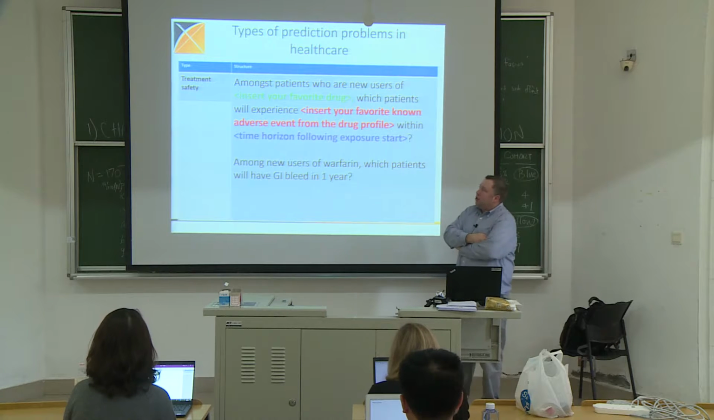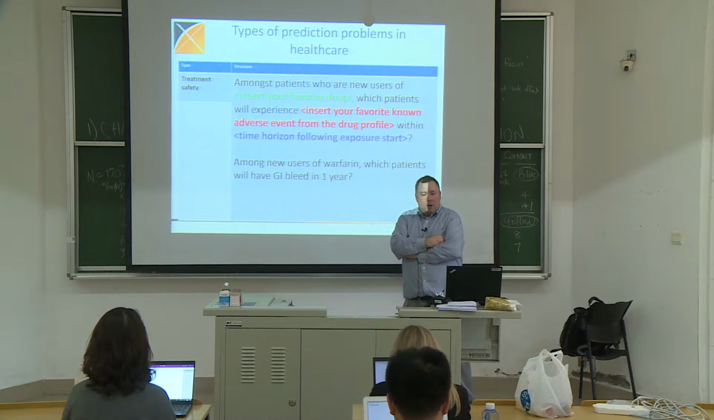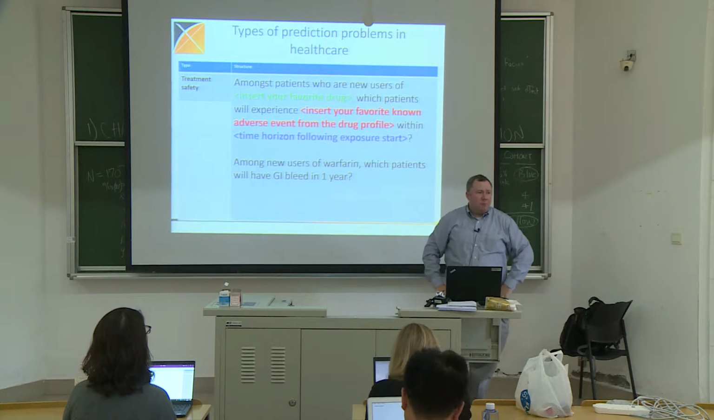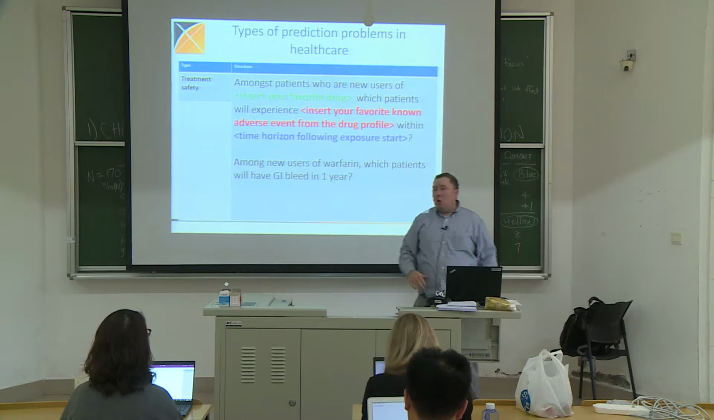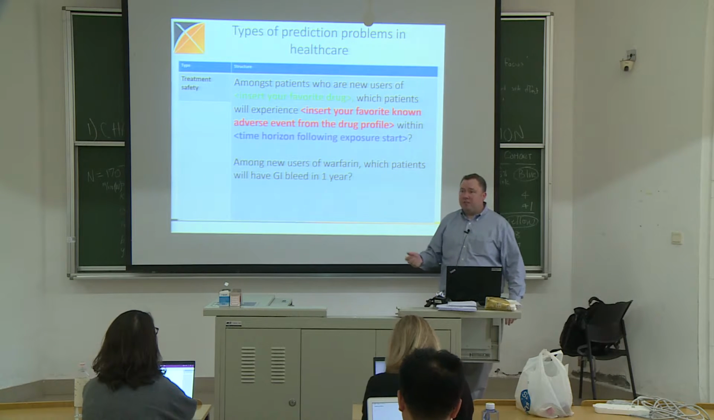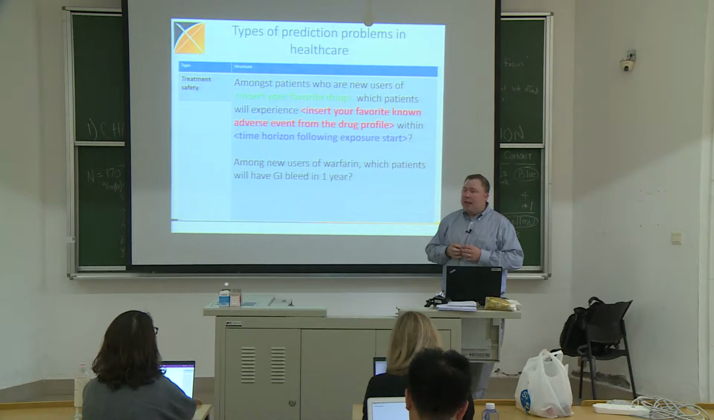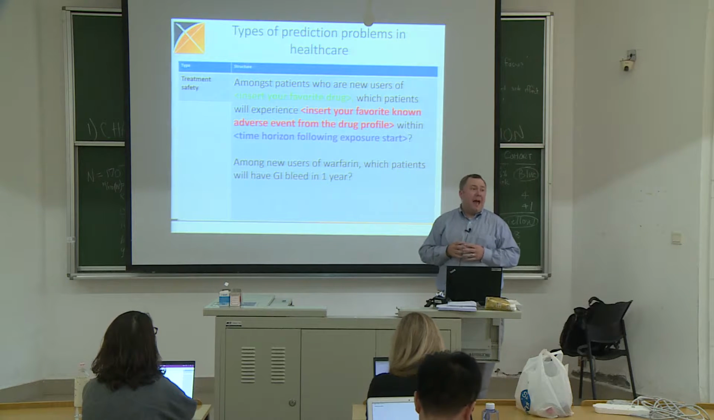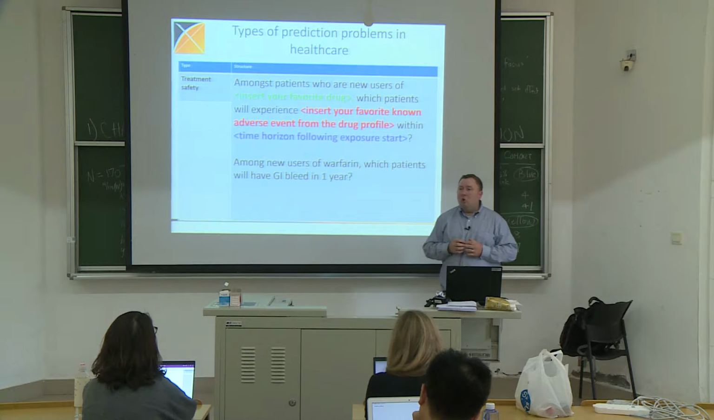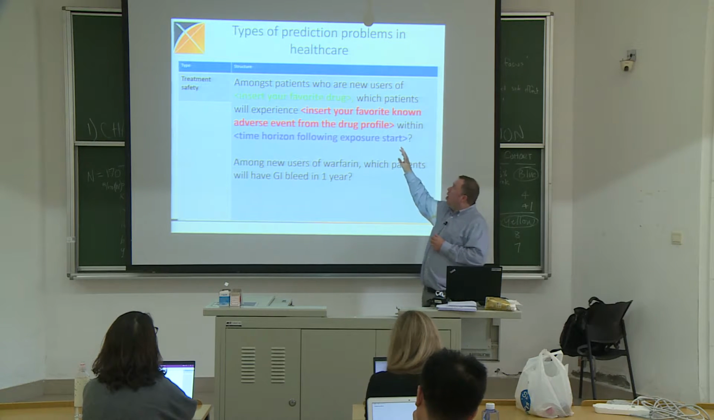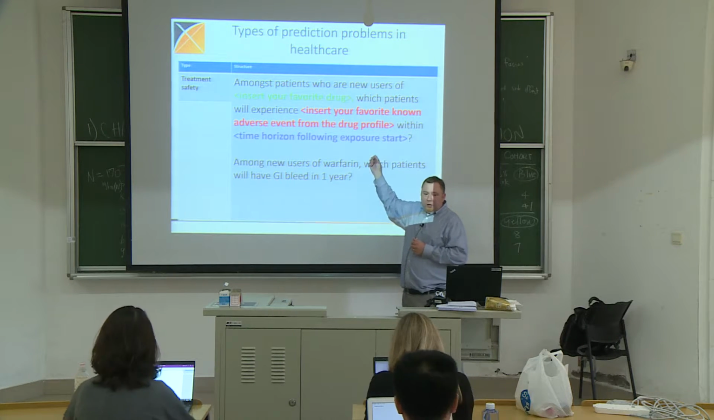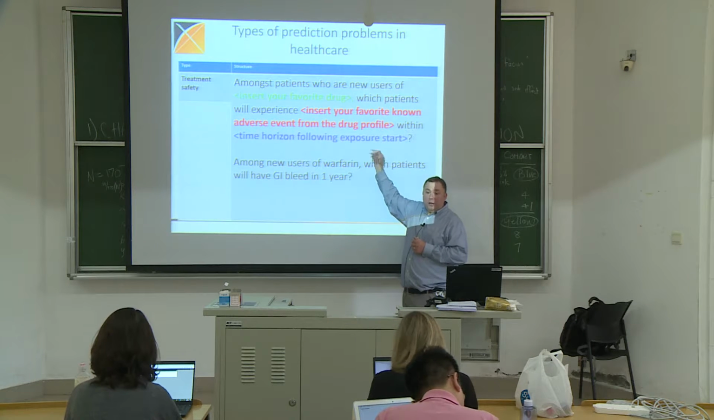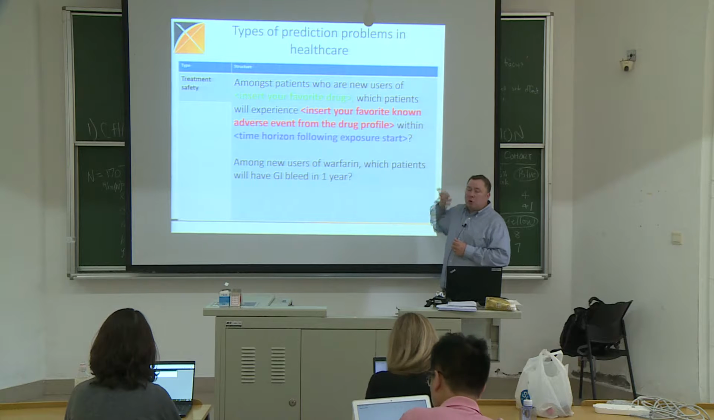Another type of prediction question is around treatment safety. So you could imagine, for example, that many treatments that you might provide a patient have side effects, whether it be drug side effects or complications due to a surgical procedure. And so in that case, we'd like to know what's the chance that those bad side effects happen. The way to define that prediction problem could be, amongst patients who are new users of a drug, which patients experience that side effect that you're worried about within some sort of time horizon.